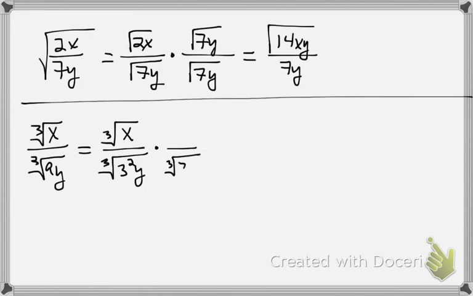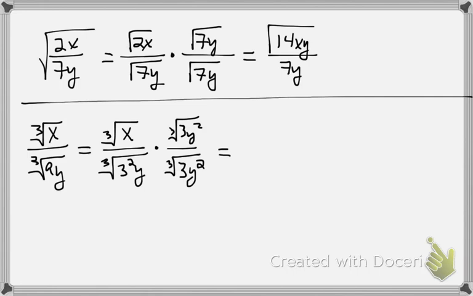One more. But how many more y's do I need? 2 more. Why? Because how many do I need for a cube root? 3. I need 3, right? So I need 1 more 3, and I need 2 more y's. Is everybody on board with that? And whatever I multiply the bottom by, I multiply to the top.